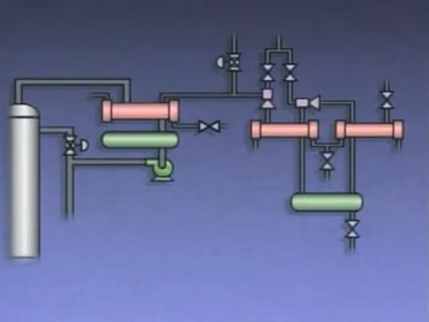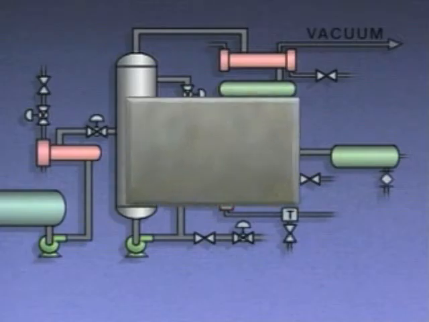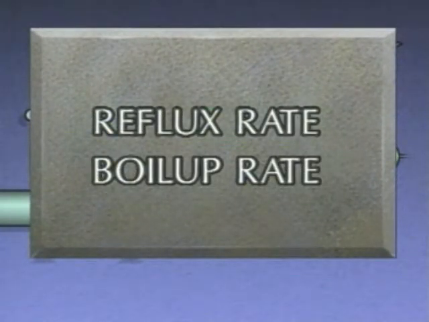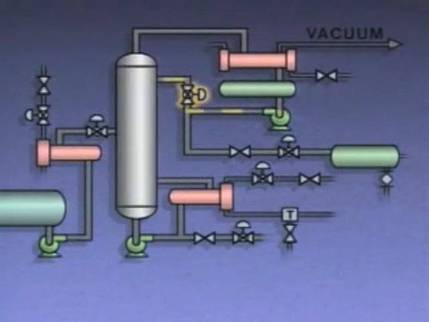For product separation to proceed efficiently, a specific range of pressures and temperatures must be maintained in the column. Column pressure is regulated by a controller that opens and closes a bleed valve in the vacuum line. Column temperatures are adjusted by regulating either the reflux rate, the boil-up rate, or both. The reflux rate is the rate at which reflux is pumped to the column. It's adjusted using a control valve in the reflux line.